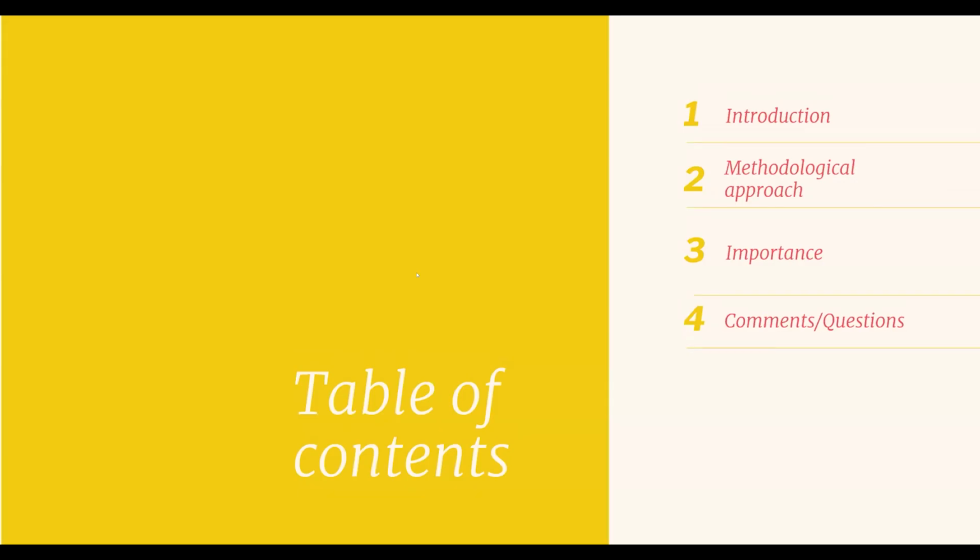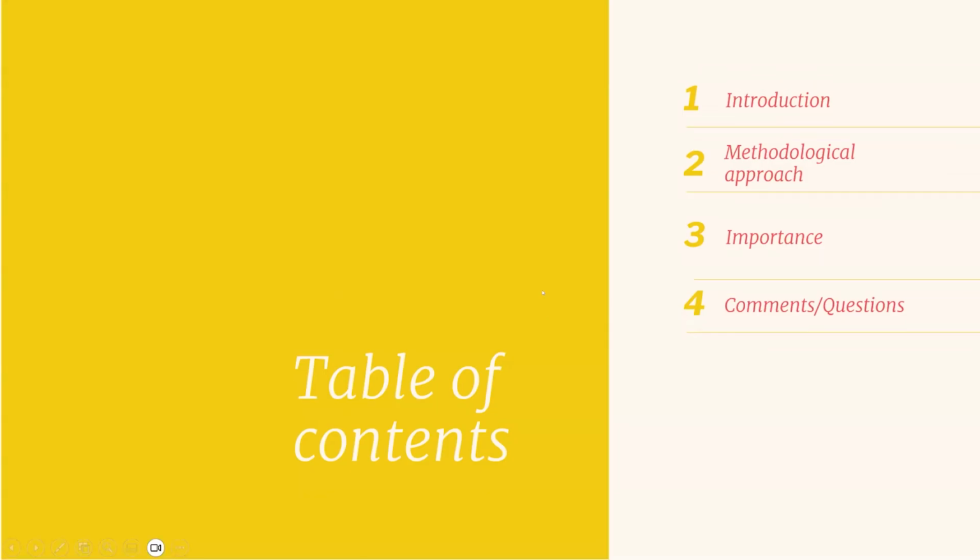The components of this session: first, we'll briefly introduce the chapter aims. Then we'll look at the methodological approach, focusing on choosing the right statistical test based on the type of variable. We'll walk through examples using categorical and continuous variables. And finally, we close with the importance of this approach, and some comments or questions if we have time.